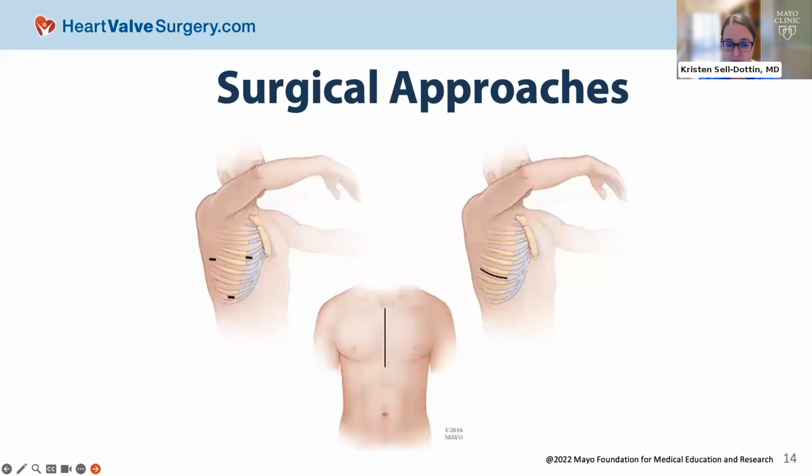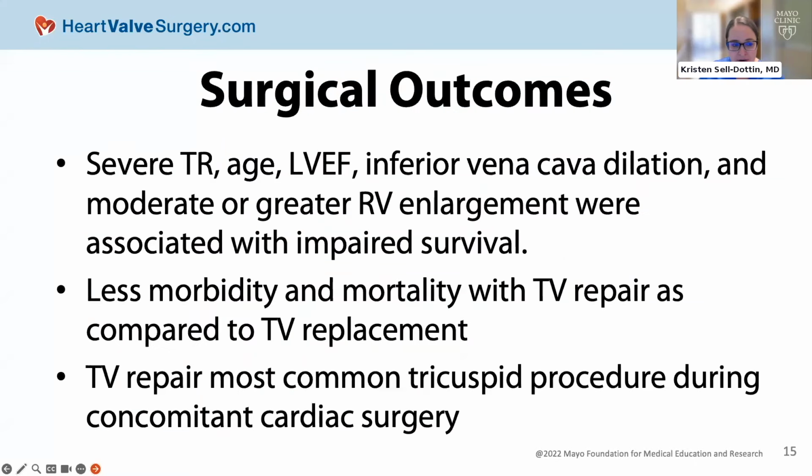There are several surgical approaches that we can take. That's not going to be the main focus of what I'm talking about today, but know that on the left side, that would be the incisions for sort of a robotic approach. On picture right, you see a right anterior lateral thoracotomy, which is another minimally invasive approach. And down in the center of the screen, you'll see a median sternotomy. And so we can access the valve through all of these approaches. Next. Surgical outcomes.